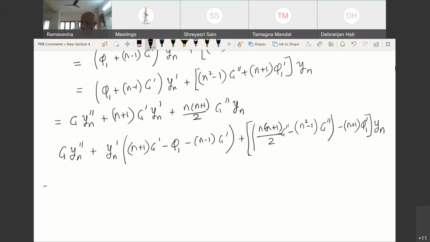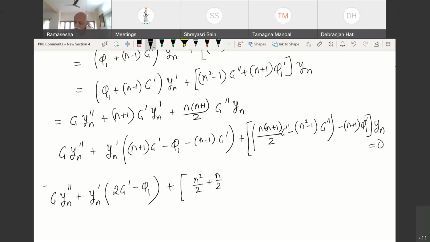So I can say g yn double prime plus 2g prime minus p1 yn prime, plus, so n into n plus 1 by 2 is n squared by 2 plus n by 2. So this whole thing will become n squared by 2 plus n by 2, minus n squared by 2, and this will be plus n by 2. Then I'll have plus n times g double prime minus n plus 1 p1 prime yn equal to 0.